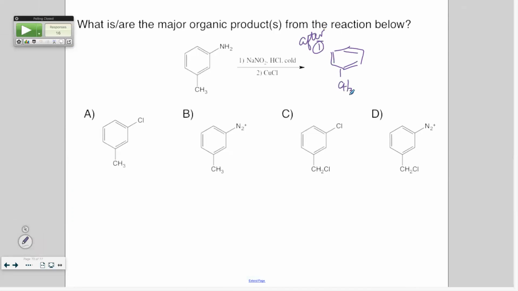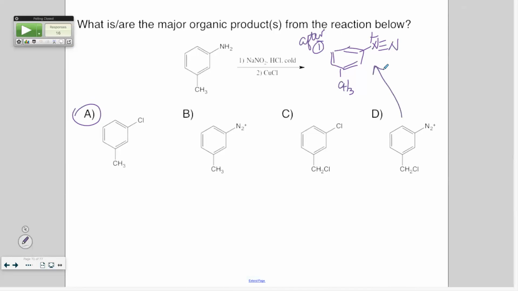What does it do? It converts the nitrogen to the diazonium. Okay, and then what does the CuCl do? Replaces the nitrogen with a fluorine. Okay, what was the other one y'all picked? Was it this one? D. Oh, D. Okay, that's this.